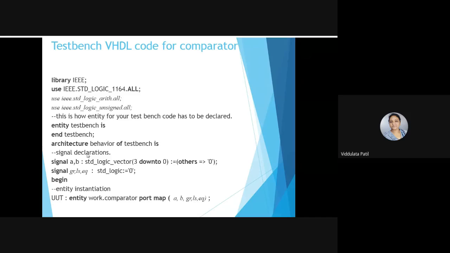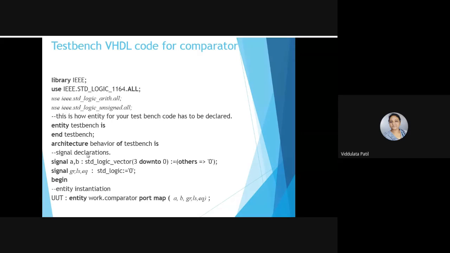Then after that, signal GR, LS and EQ. That is again of std_logic, which means it is a single bit, and it is again assigned to 0. So that means we are resetting this component and keeping all these signal values at 0 level. And after that, we now need to instantiate that component.